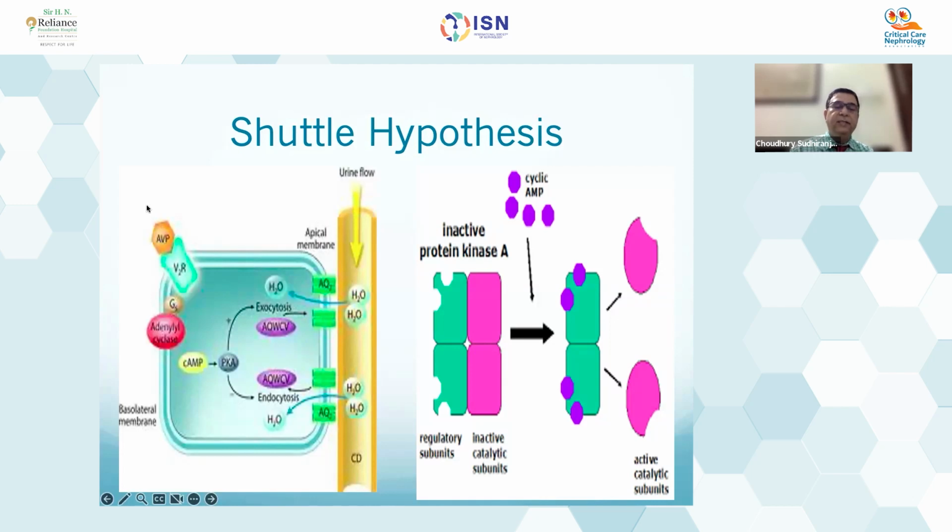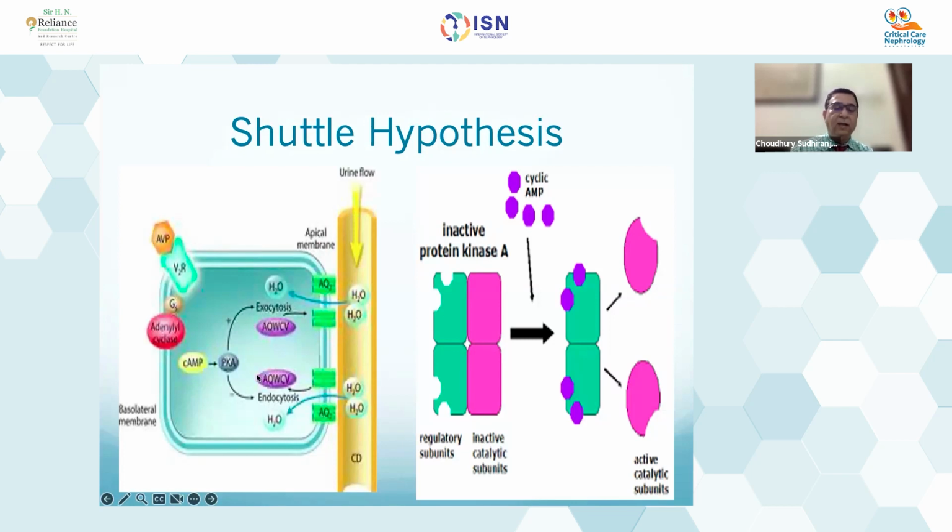So when the ADH gets secreted, it attaches itself to the V2 receptors and causes some conformational changes in the V2 receptors, and the V2 receptor is a G protein coupled receptor. So it in turn will release cyclic GMP and ultimately it triggers the adenylate cyclase and cyclic AMP, and it causes the activation of aquaporin channels.